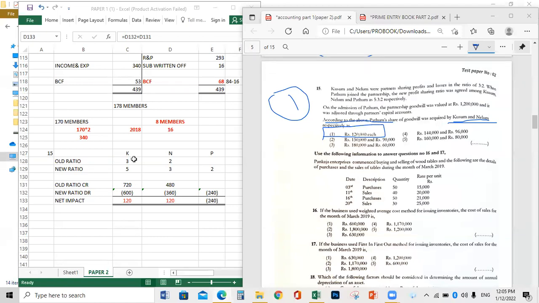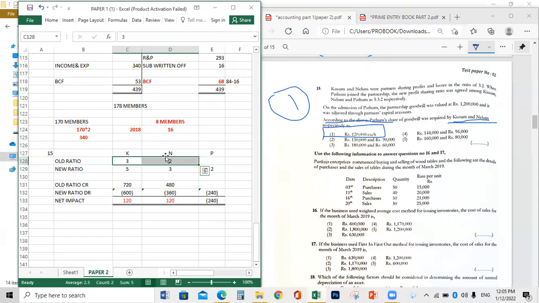Before, they might have earned a very good profit. That means their share would have been big because it's 3:2. Now their share would have been divided because P also came. Now we have to give something to P also. So that's why the profit sharing ratio should be sacrificed by K and N just because P came. They have to give from their ratio to P, okay? Because he also should get the profit. I hope y'all are clear.